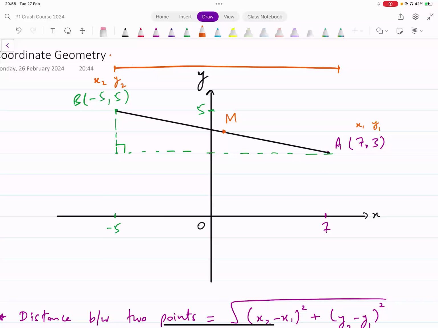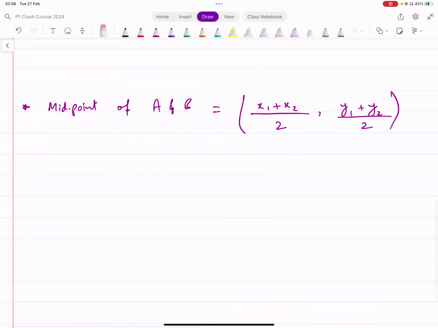So on the x-axis, this is minus 5, this is 7. Midpoint is going to be the average of these two numbers. So we just add the two numbers and divide that by 2. Similarly, vertically as well, you have 3 and 5. Midpoint is going to be in the middle. We take the average of 3 and 5. We add the two numbers, divide that by 2. Right. And the midpoint formula basically comes from the idea of average. We're just taking the average of the x coordinates and the average of the y coordinates. And that gives us x1 plus x2 over 2 and y1 plus y2 over 2. Okay.